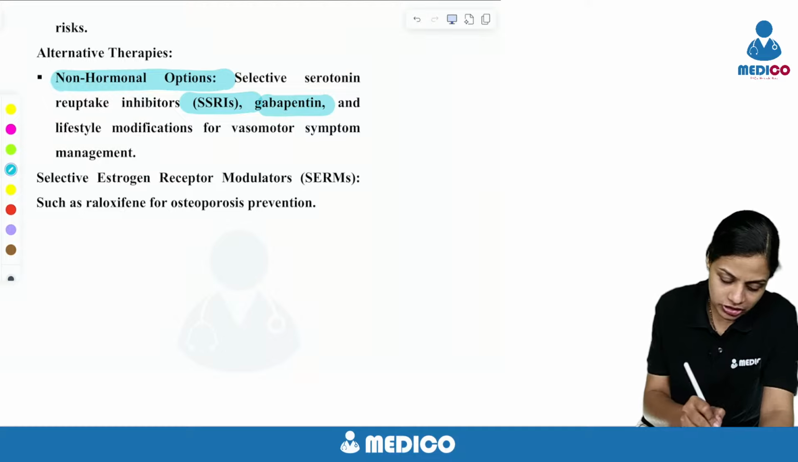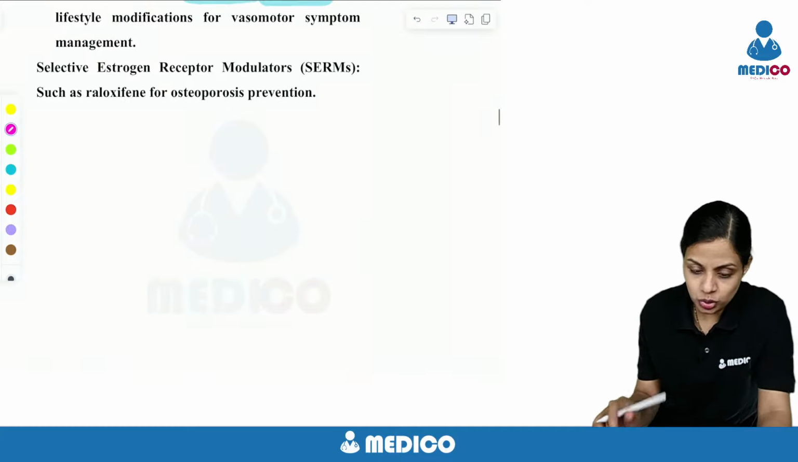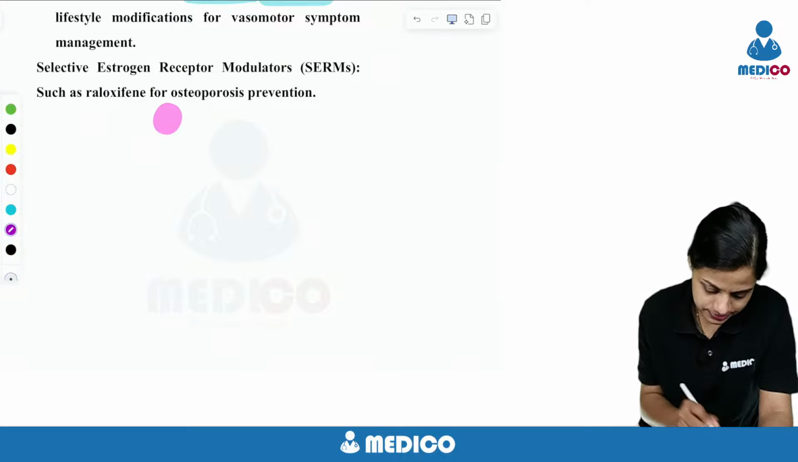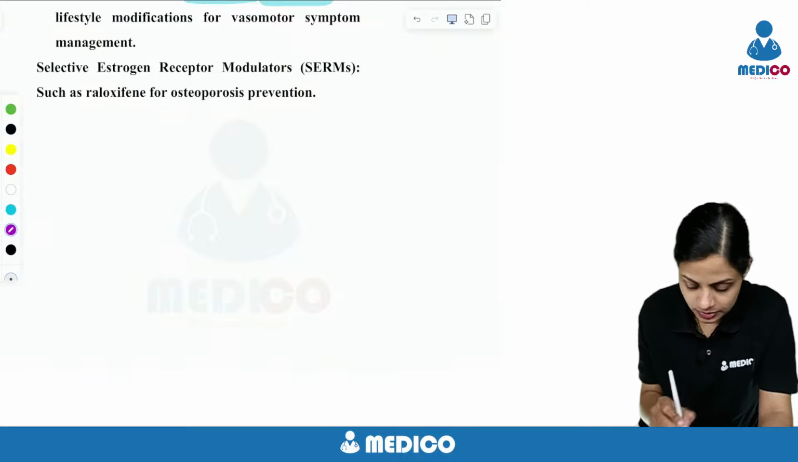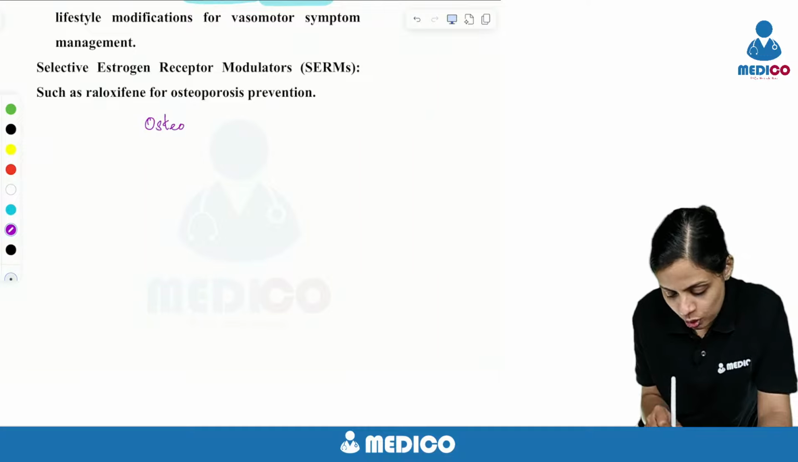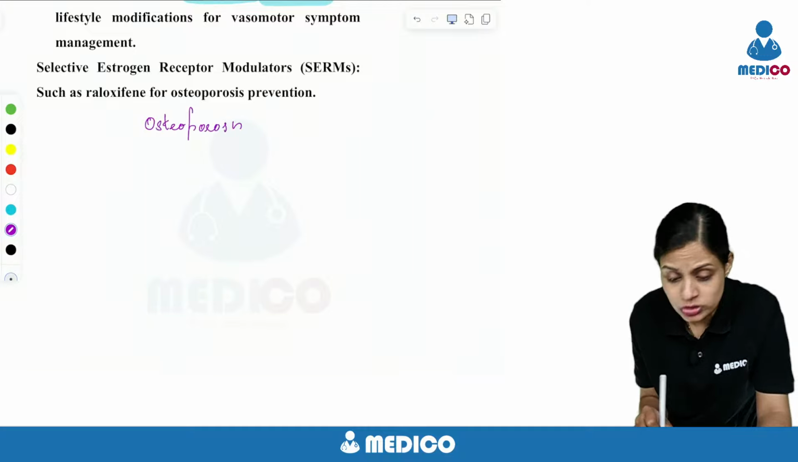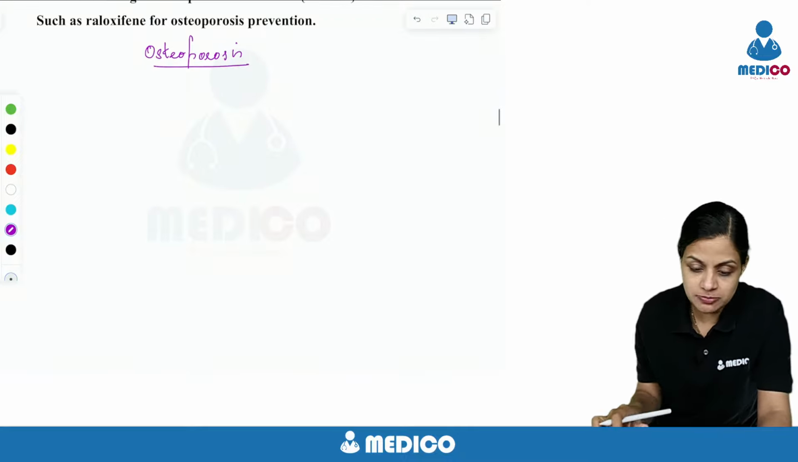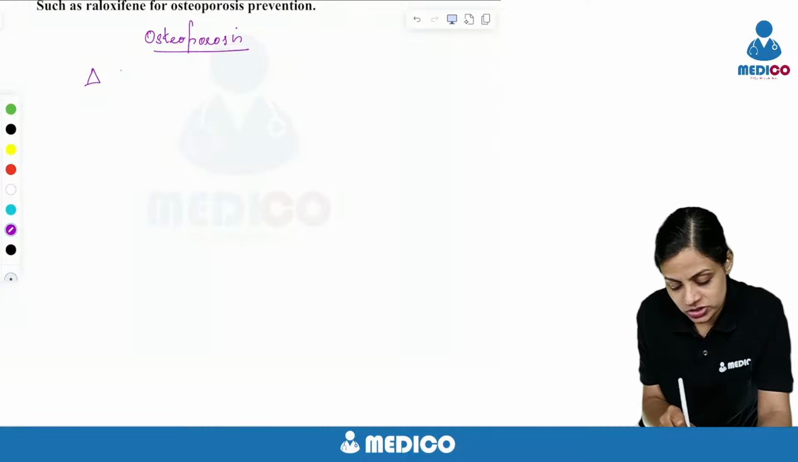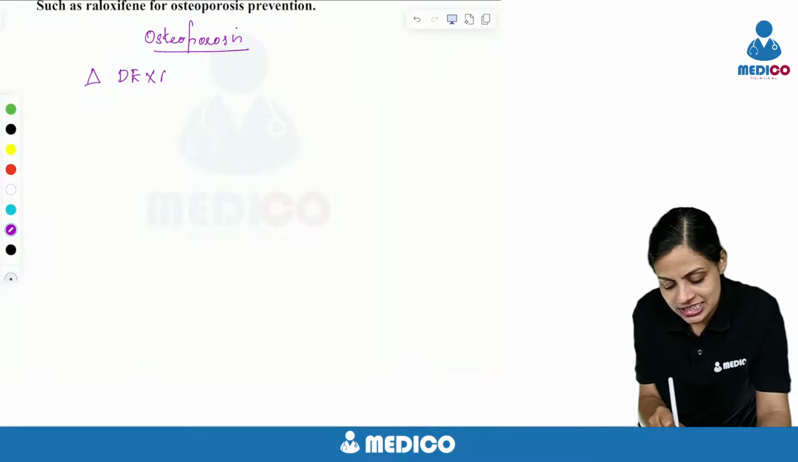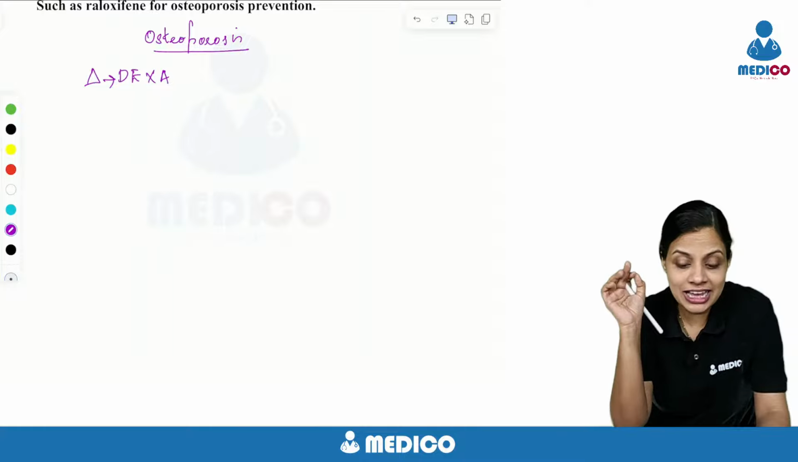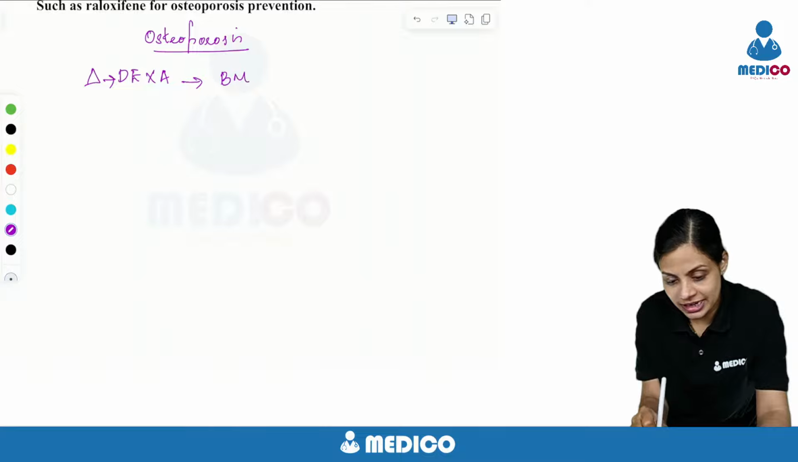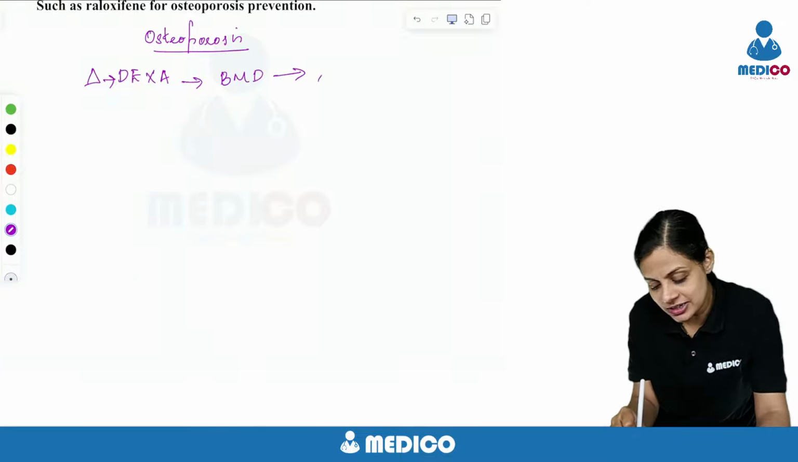Now, one important thing that you need to know here is with regard to osteoporosis. Osteoporosis is the single most important health hazard of menopause. If you're asked a question, that is the most important health hazard. How is it diagnosed? It is diagnosed by dual energy X-ray absorptiometry, or the DEXA scan, that measures what? It measures the bone mineral density, and it is best measured at the hip.